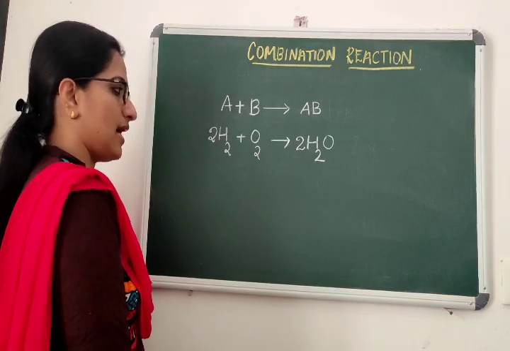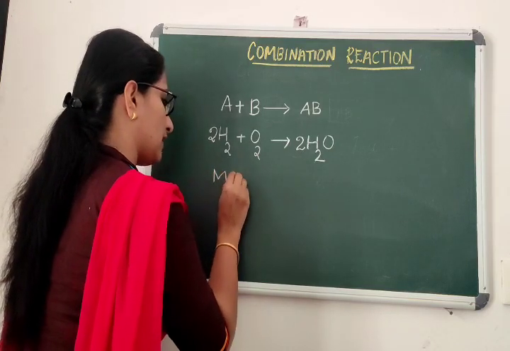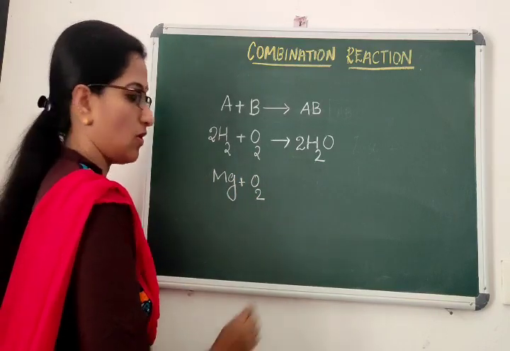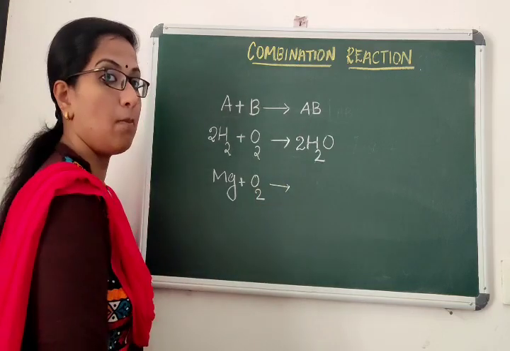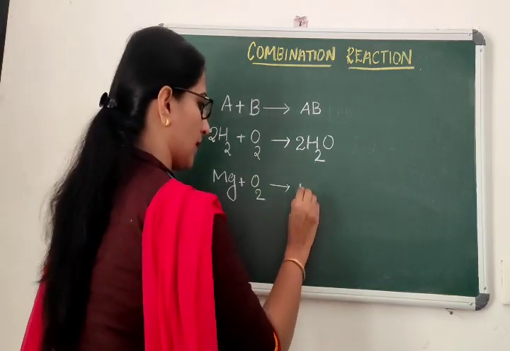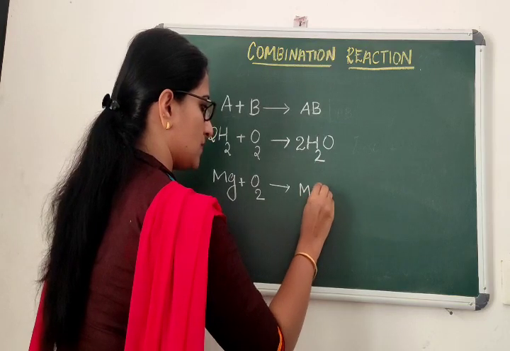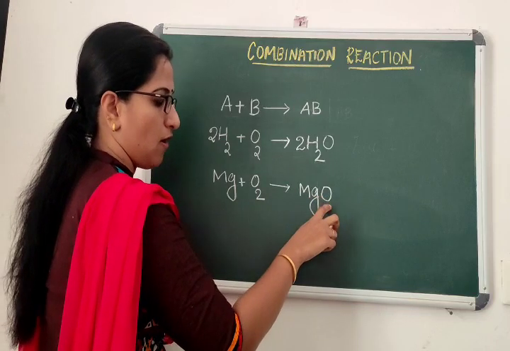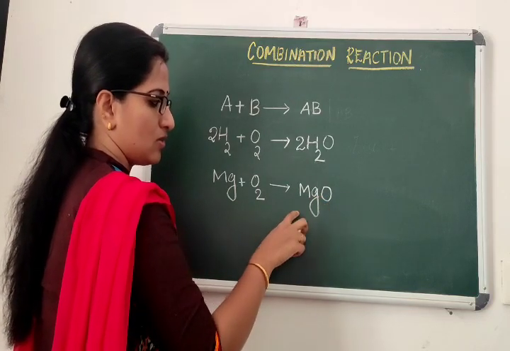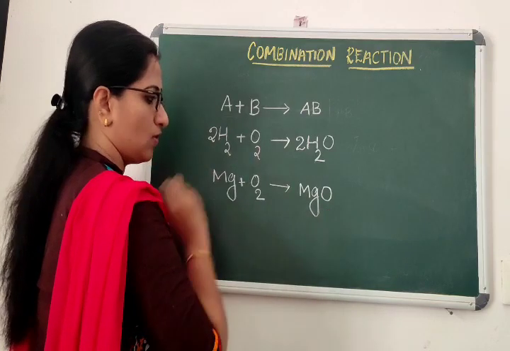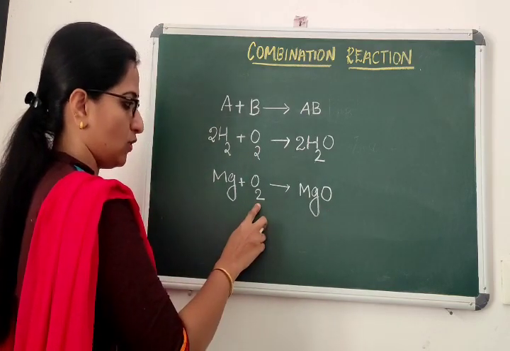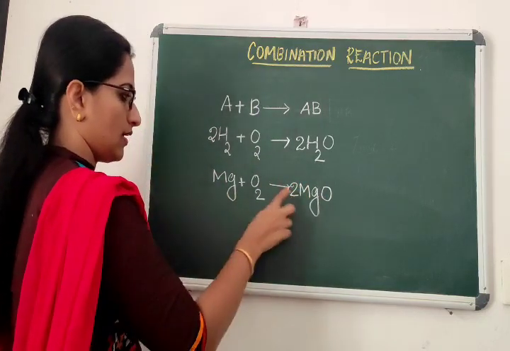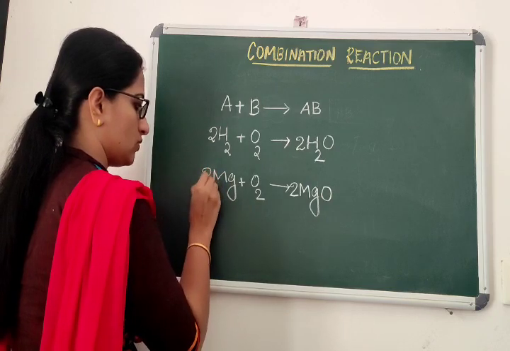So let's have some other example. What happens when magnesium combines with oxygen? The magnesium combines with oxygen, and definitely you will get magnesium oxide. The magnesium oxide symbol is MgO. The valency of magnesium is 2, the valency of oxygen is also 2. Both are cancelled, so the final chemical formula is MgO. Is it balanced? No. 2 oxygen, here 1 oxygen. So multiply with 2. Here it is 1 magnesium, so multiply with 2.